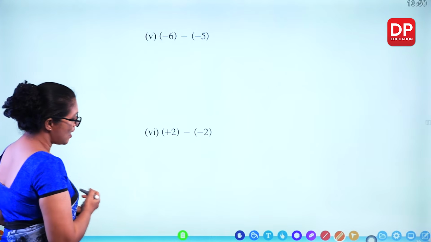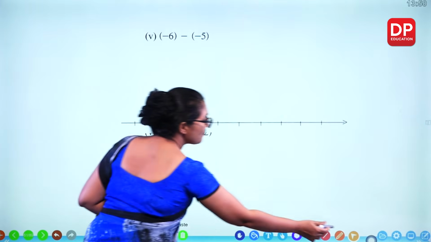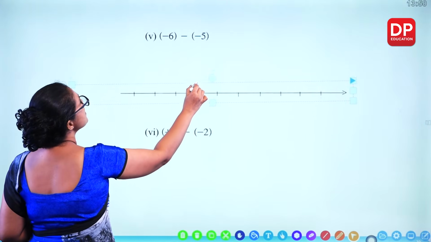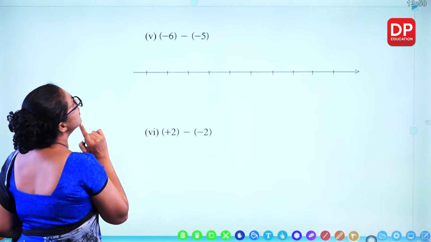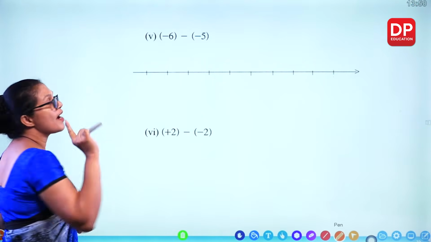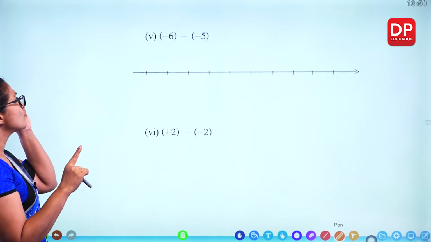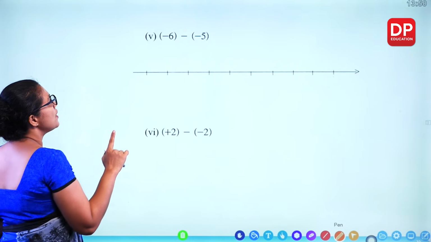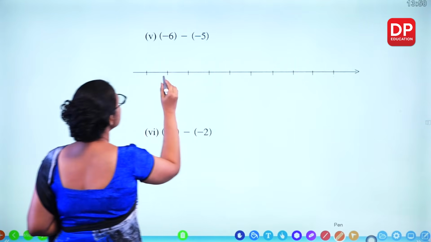This one, starting value is -6. And you have to move towards right side because minus towards right side. So we'll start from -6 here.